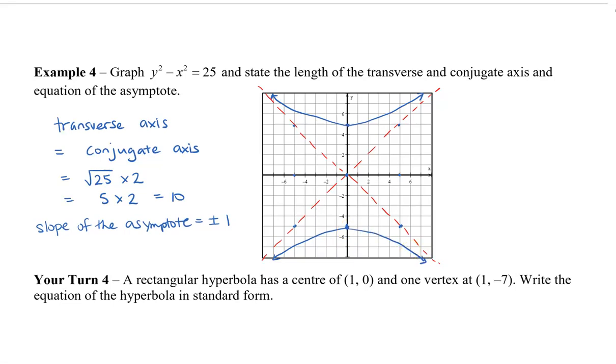Okay, and then the equation of the asymptote is going to be y is equal to plus or minus, and we can include the 1 if you like, but we can just put plus or minus x. And in this case, it goes through 0, 0 because we don't have any numbers adding to y or x.